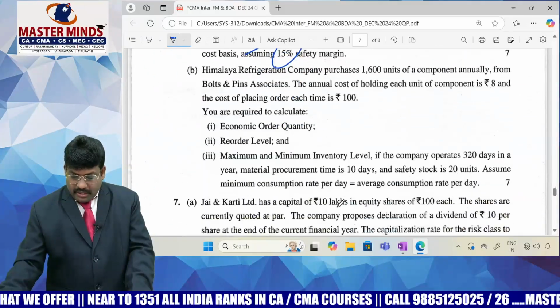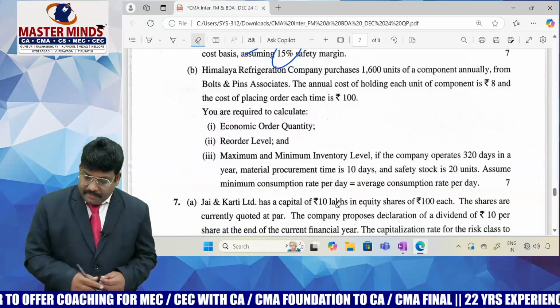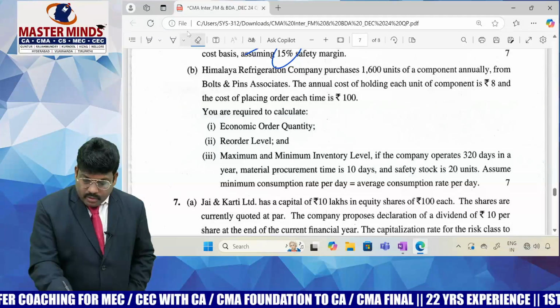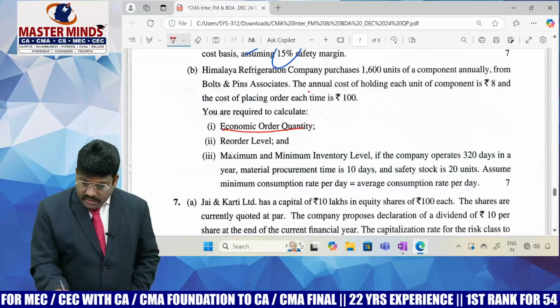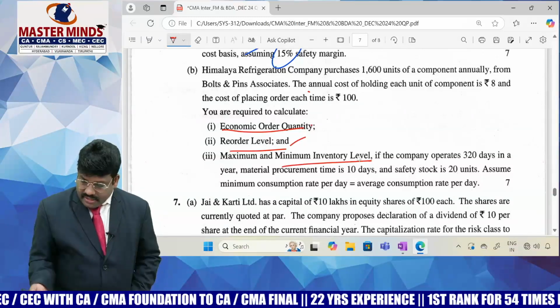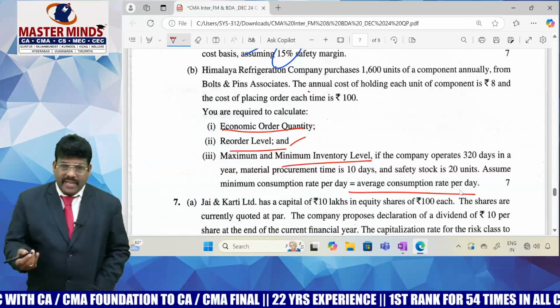Coming to the next one, this is asked in inventory management. So in this problem you see economic order quantity, reorder level, maximum inventory level. Yeah, this problem is also a very easy one.